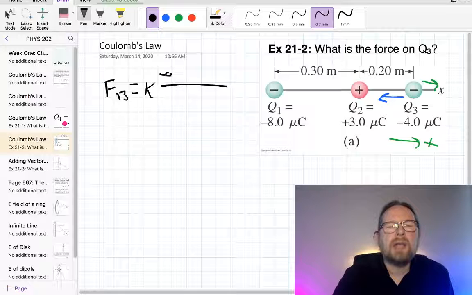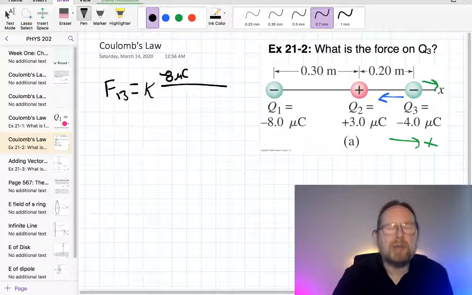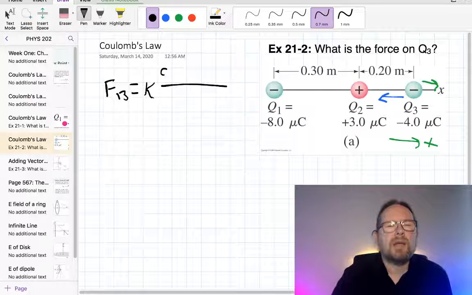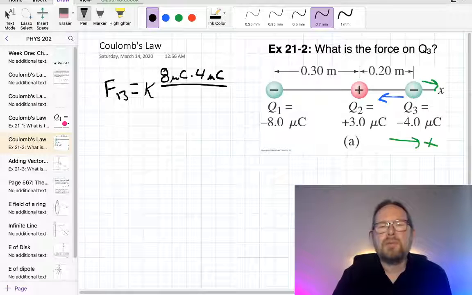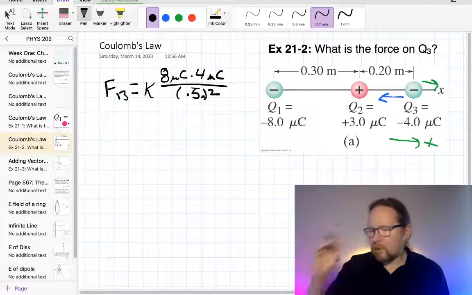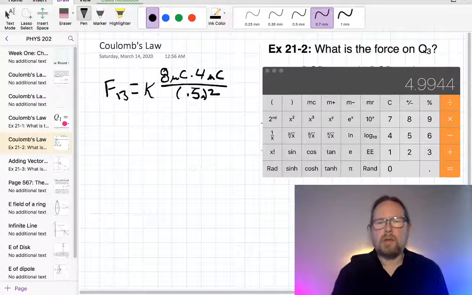The charge is 8 microcoulombs, and we don't actually have to worry about the sign. I just said that I was taking care of the sign myself, so we'll leave that sign out. We'll just put 8 microcoulombs times the charge of Q3, which is 4 microcoulombs, divided by the distance between them, which we see this is 0.3 and this is 0.2. The total distance between 1 and 3 is 0.5 meters. And we have to remember to square that. So that's all we need in order to compute that.